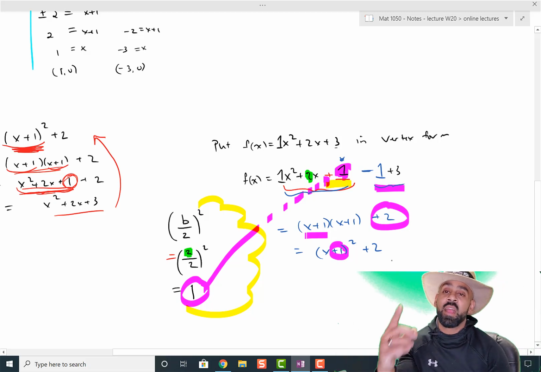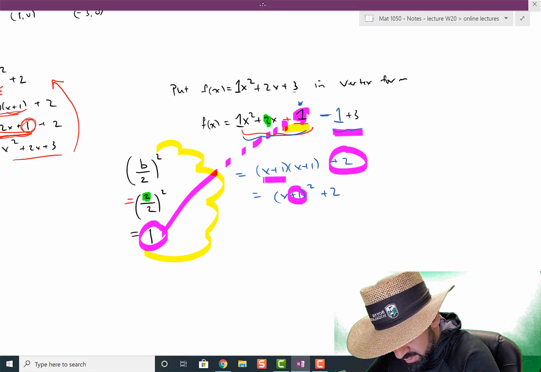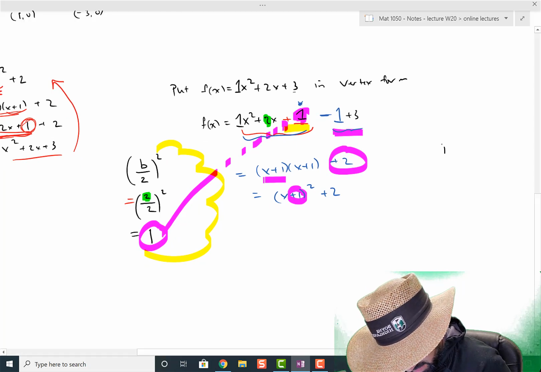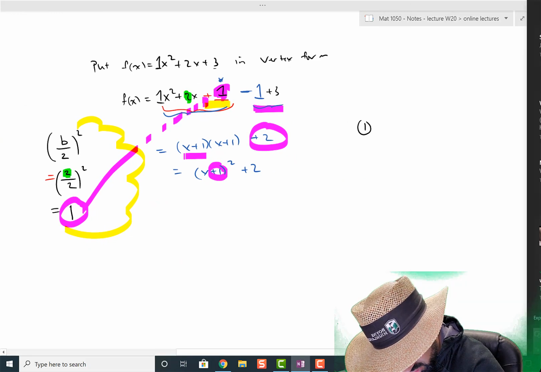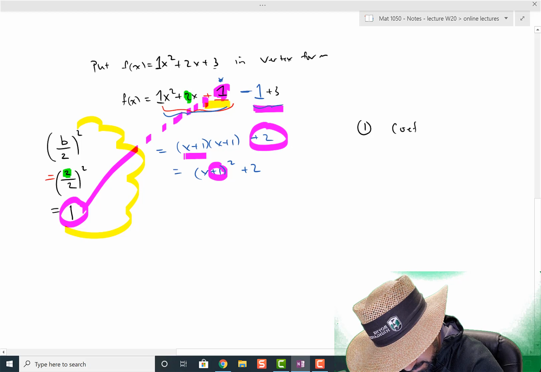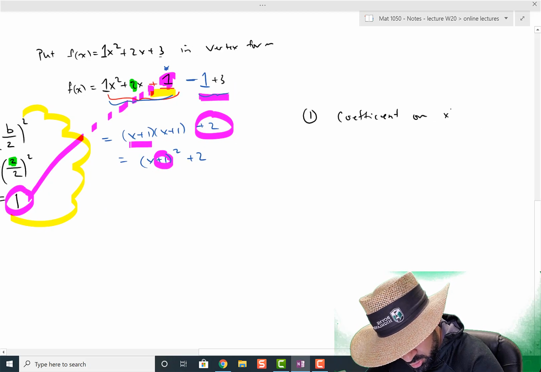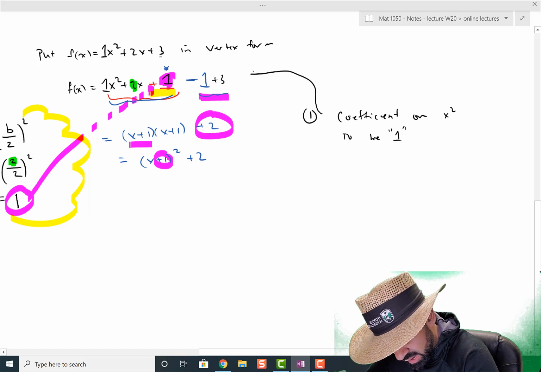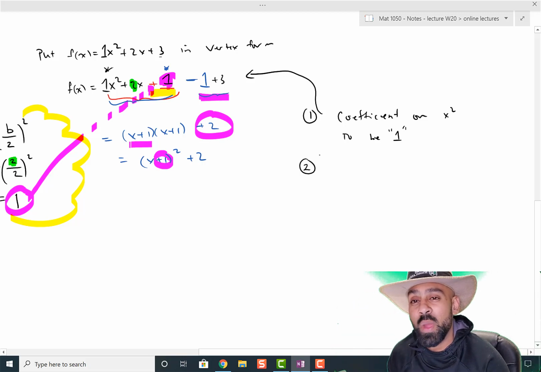So the idea is I want the coefficients. All right, so step 1 is I want the coefficient on x squared to be 1. Okay, that's actually what the problem started with, hence why I highlighted the 1. Okay, then after that's the case, we need to put in the number that completes the square.